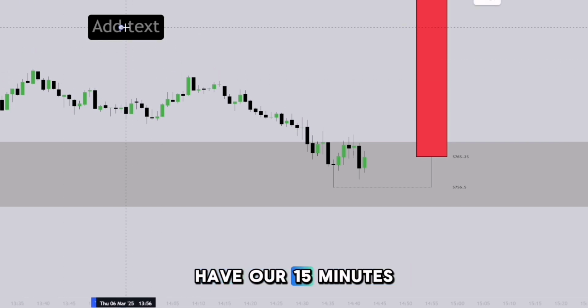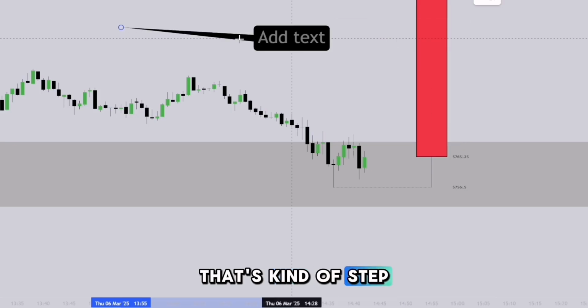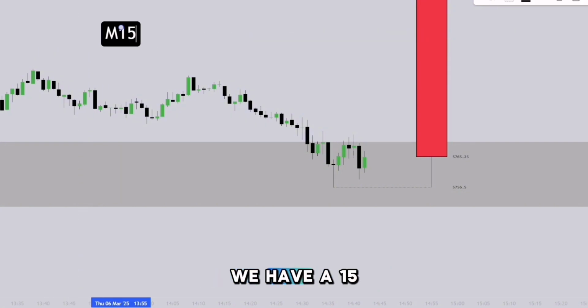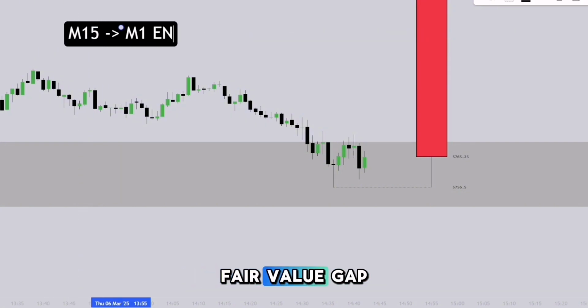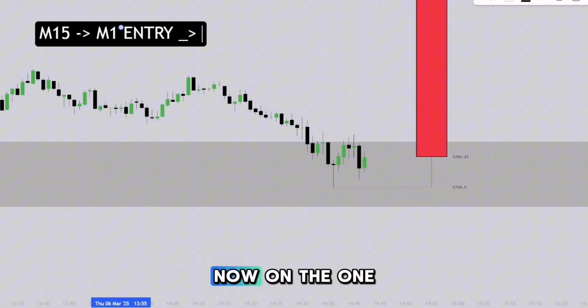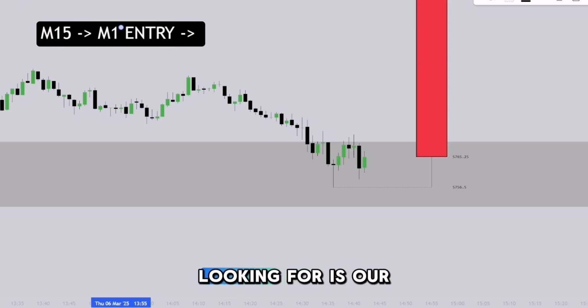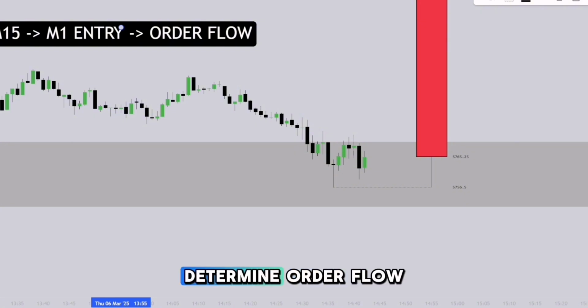So now that we have our 15-minute fair value gap, that's step number one to the overall strategy. We have a 15-minute fair value gap. Price has now tapped into this 15-minute fair value gap on the 1 minute time frame. Now on the 1 minute time frame, the thing we are looking for is our order flow. So how do we determine order flow?